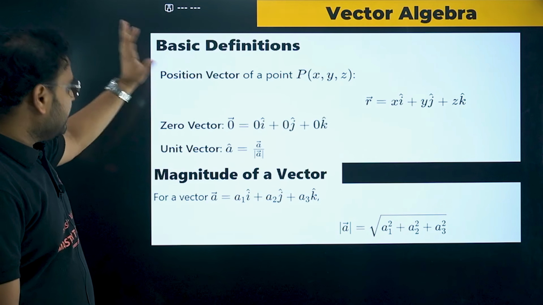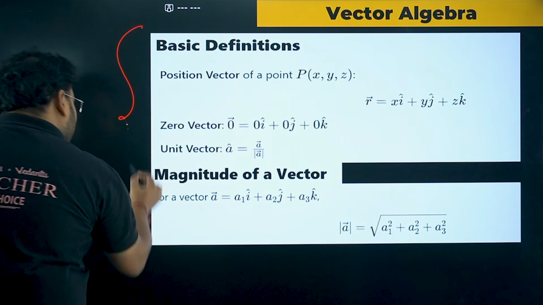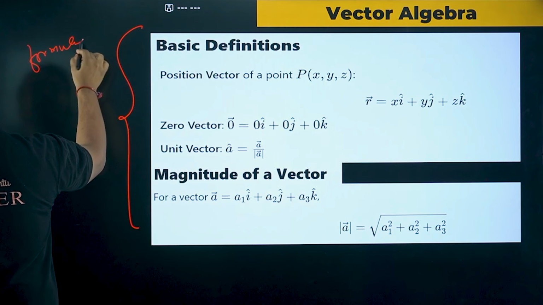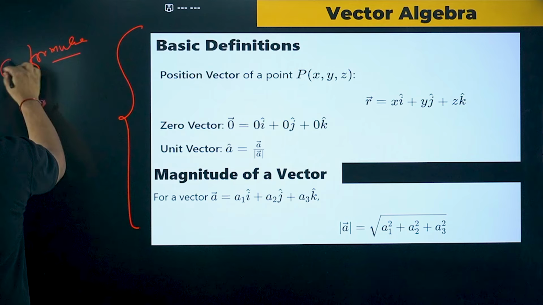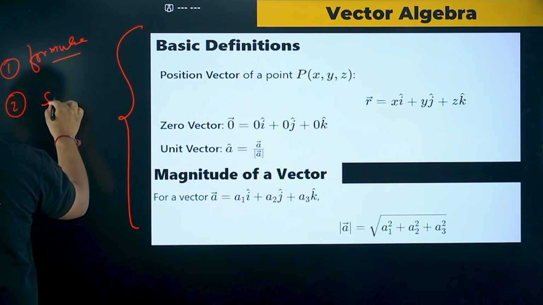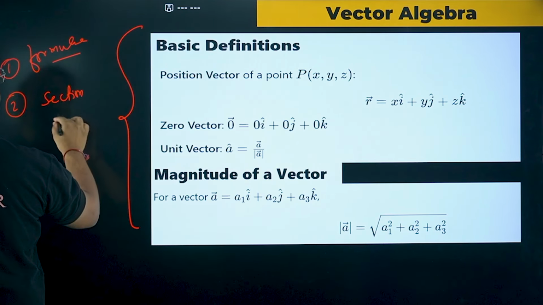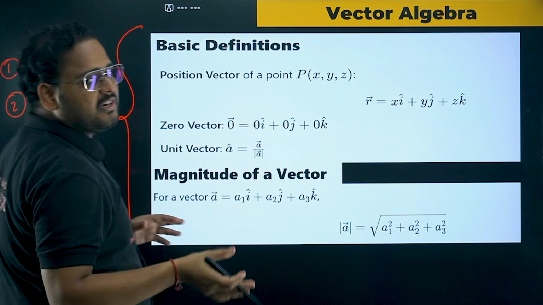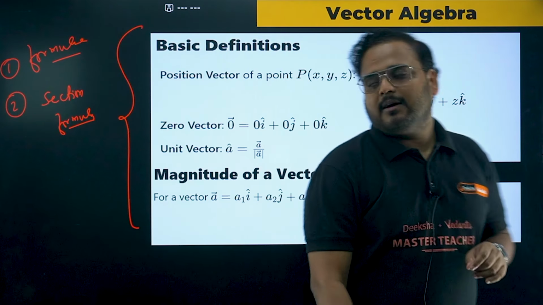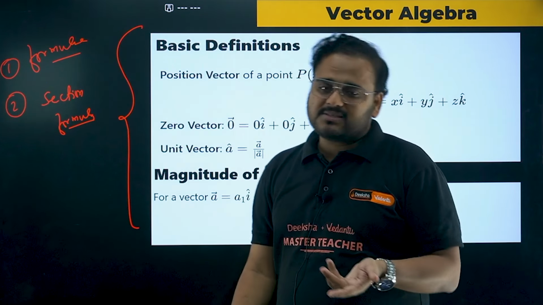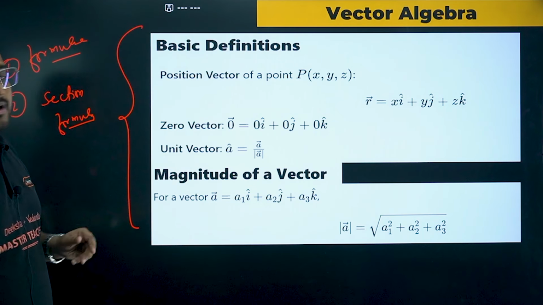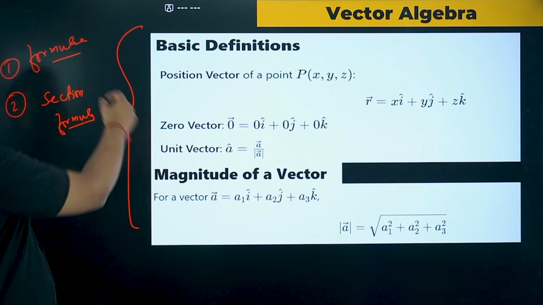Vector algebra, in this chapter, no hint, just formulas. If you know formulas, that is enough. And secondly, there are some derivations. For example, the section formula derivation is there. Then we have distance formulas. We don't have derivation for that, but section formula derivation can be asked. So please learn the derivation of that and know all the formulas.